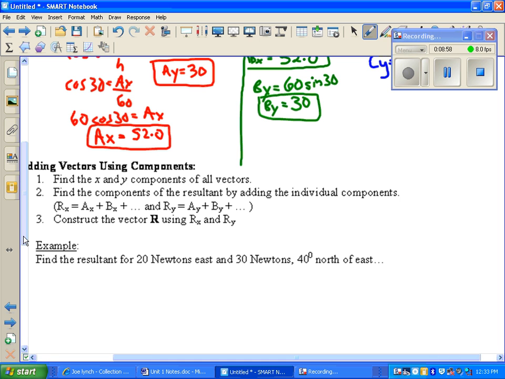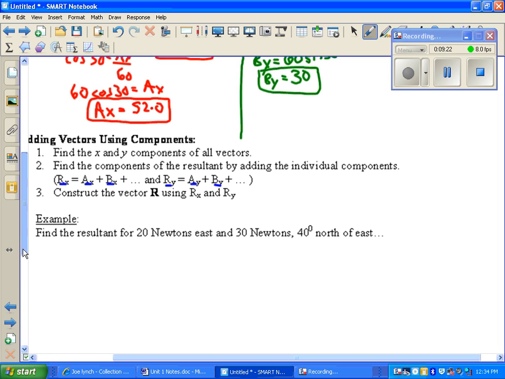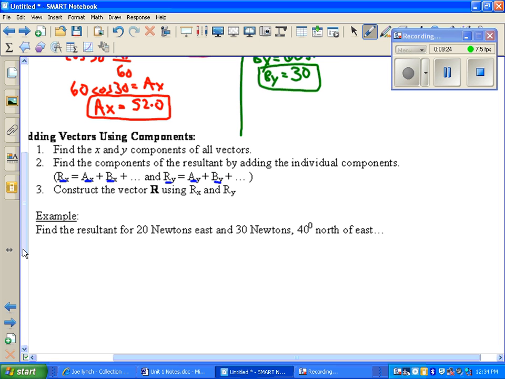We're going to find the x and y components of all of the vectors. That makes sense. Now, step 2, we're going to find the components of the resultant by adding the individual components. So the resultant x is going to be the sum of all the individual x's, and the resultant y is going to be the sum of all the individual y's. And then the third step, construct a vector using Rx and Ry, we'll get to in a second. It seems a little confusing, but when you see it, it shouldn't turn out to be all that bad.